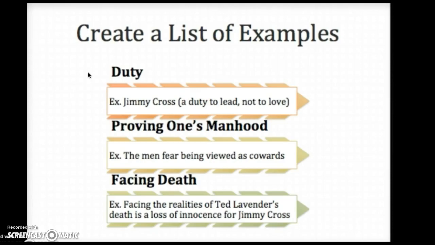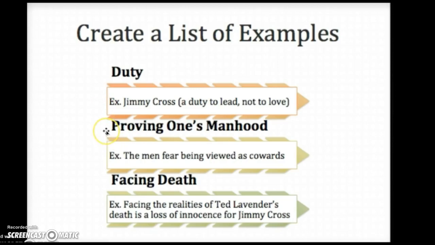So the example that pops in my mind is how Jimmy Cross had to sacrifice sort of his love of Martha for his duty to lead his men. So as first lieutenant, he was sort of forced to follow his duty.